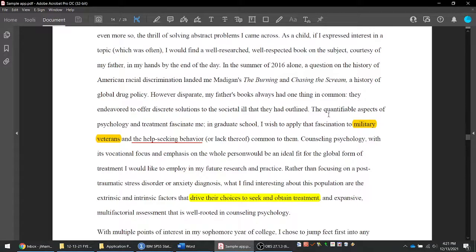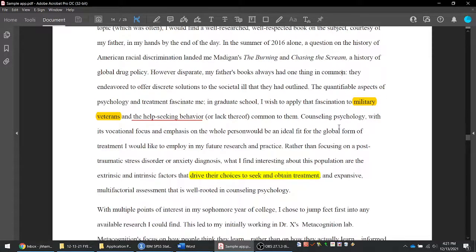Fascinated to military veterans. So I'm seeing, okay, what are you wanting from graduate school? Because I want to make sure the thing they want from grad school and from our program is something we can provide. I was fascinated. Military veterans and help-seeking behavior.